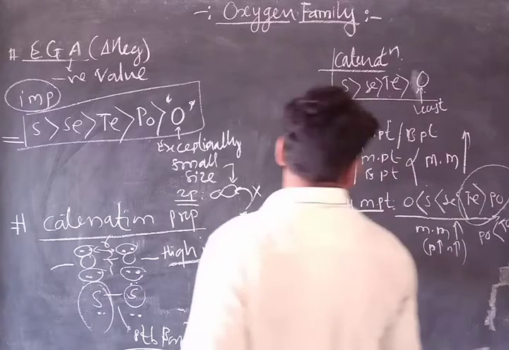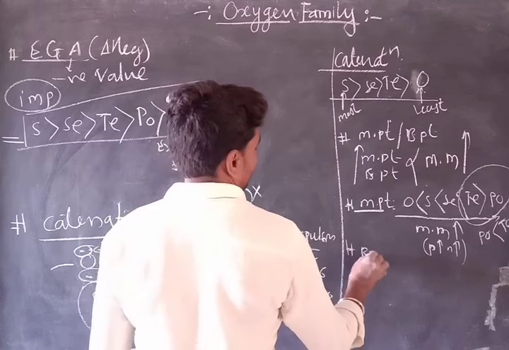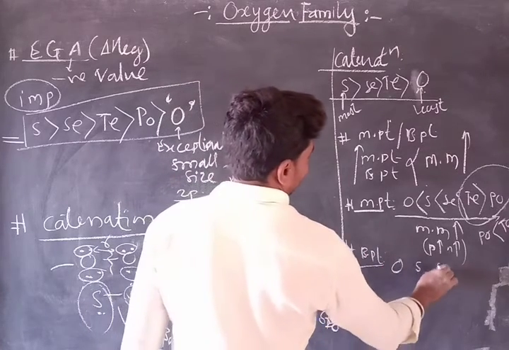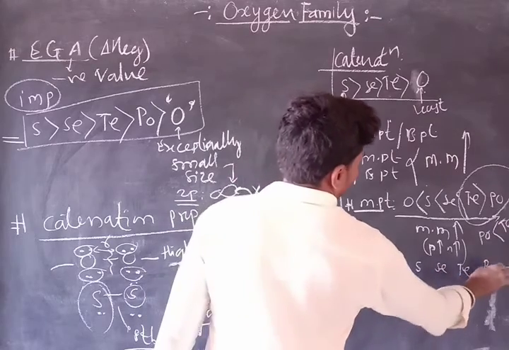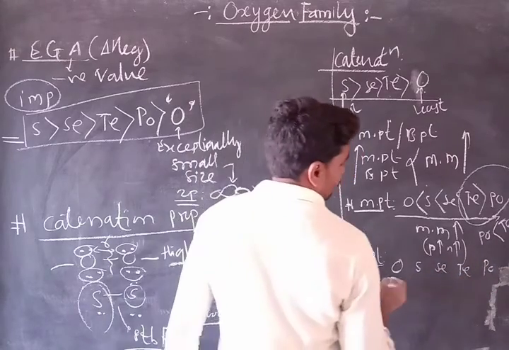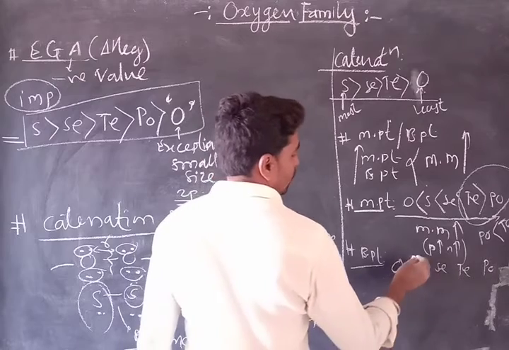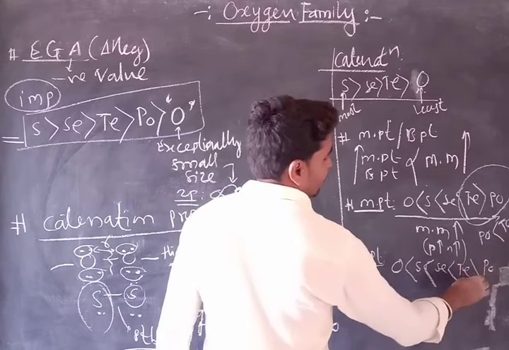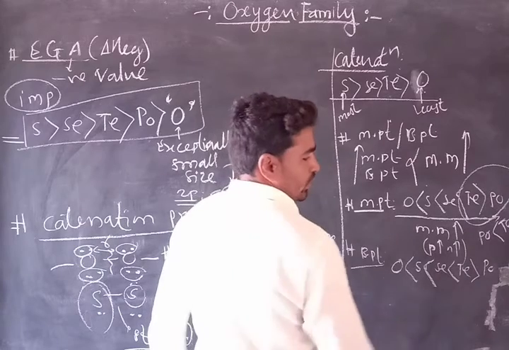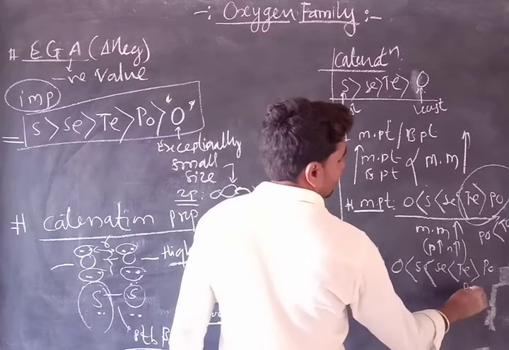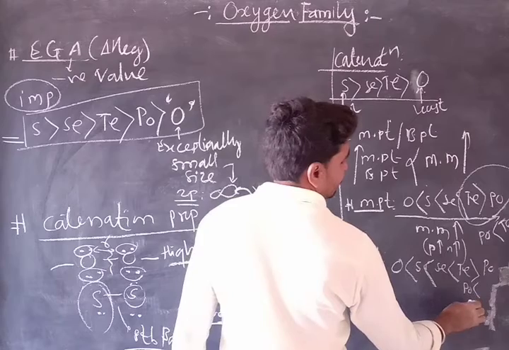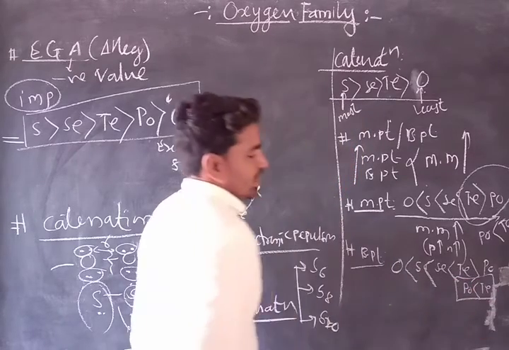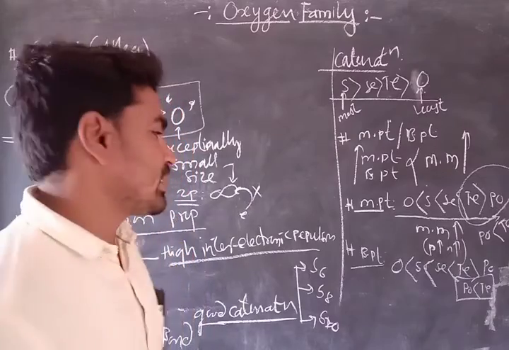The same thing applies to the boiling point of this family: oxygen, sulfur, selenium, tellurium and polonium. As the mass increases, the boiling point also increases. But when we come to polonium, it actually slightly decreases. So we can say polonium has a lower boiling point than tellurium. So here is one kind of exception that we have to understand.